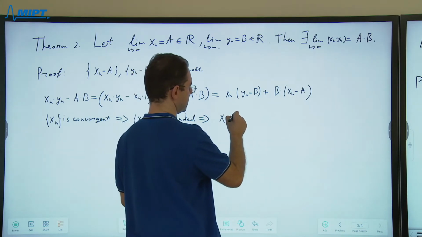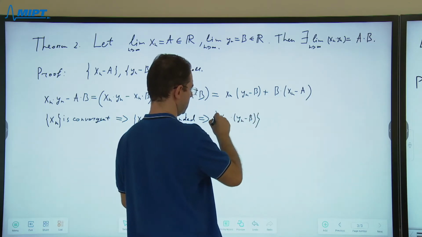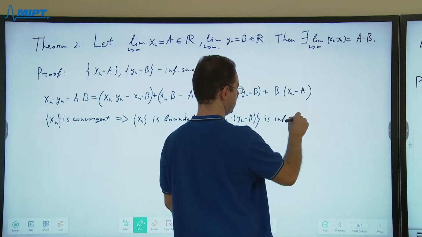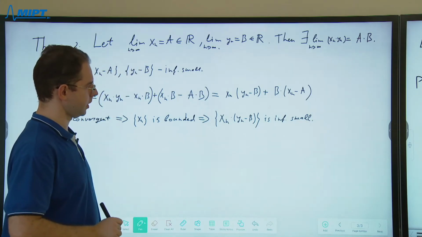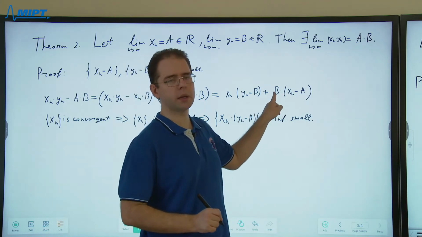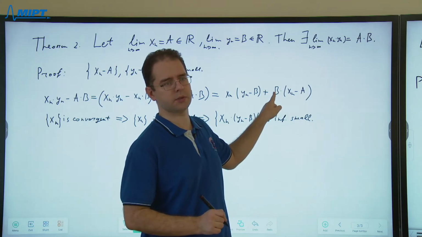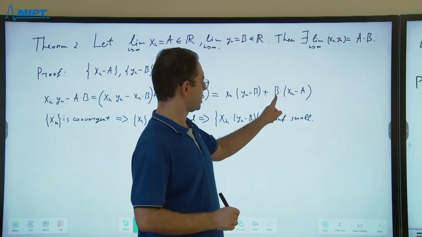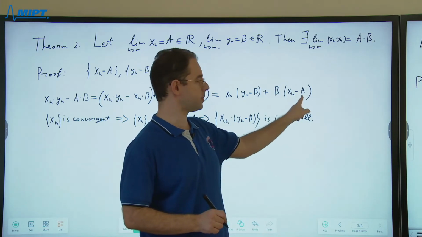Xn times yn minus b is infinitely small. Also, we can consider this number b a constant sequence. So this is a sequence that just repeats the same number: b, b, b, and so on. So here we can also see that this is a bounded sequence times an infinitely small sequence.